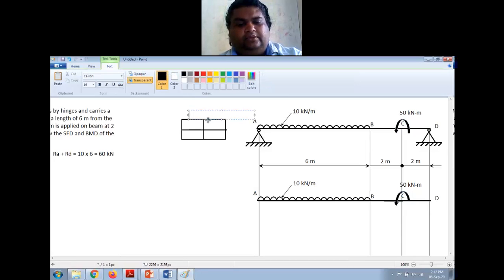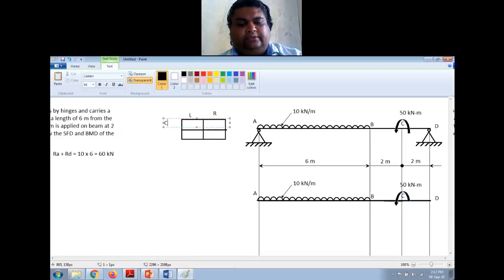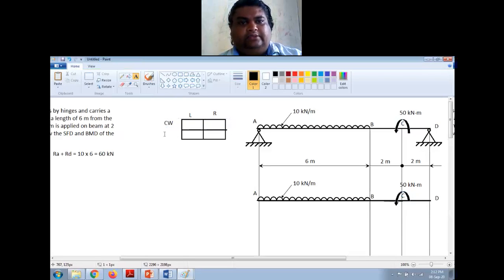This is left side, this is right side, this is clockwise, this is counterclockwise. See, I have been teaching these subjects for the last 8 years, and even now I always draw this so that I don't make any mistake in the numerical, right? So you also please follow this habit of drawing the sign convention so that you don't make mistakes.